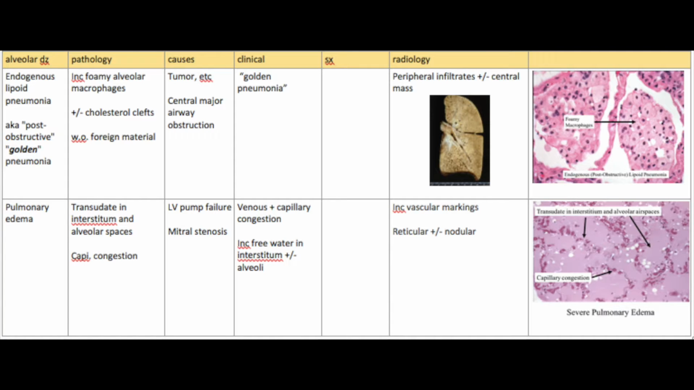Histologically, you're going to see transudate in the interstitium and alveolar spaces, and you're going to see capillary congestion. In this picture, you see that the transudate is pinkish colored, possibly just due to blood coming out as well. But that's the reason for that, and you see capillary congestion as well. And that picture is just depicting a severe pulmonary edema.